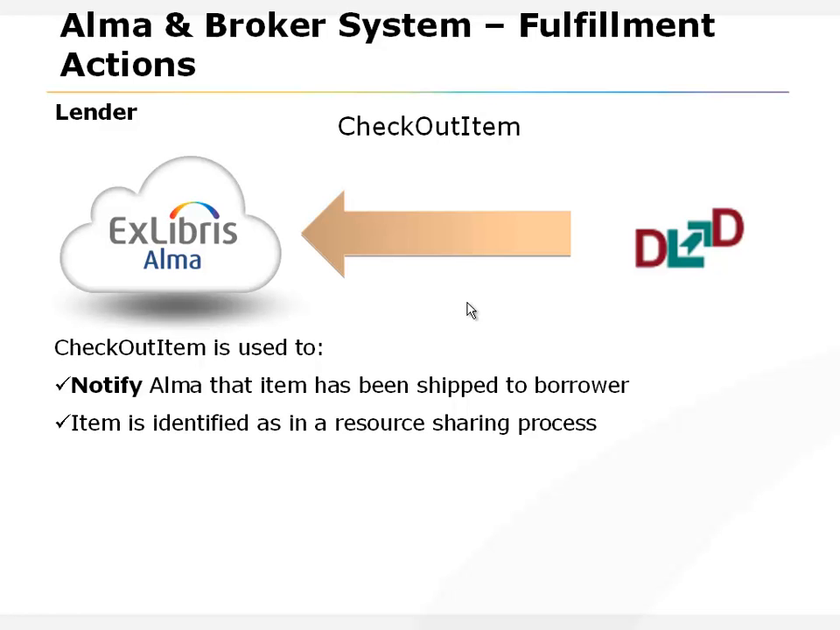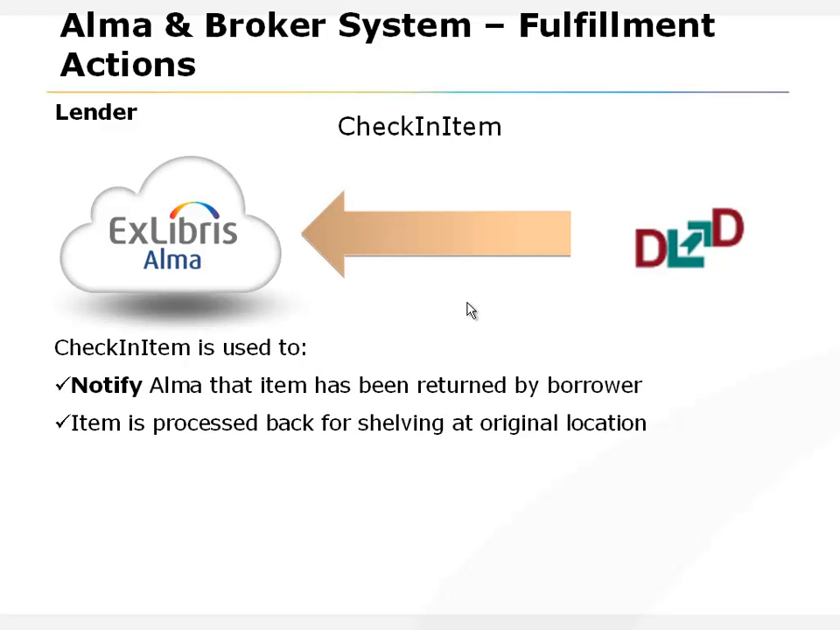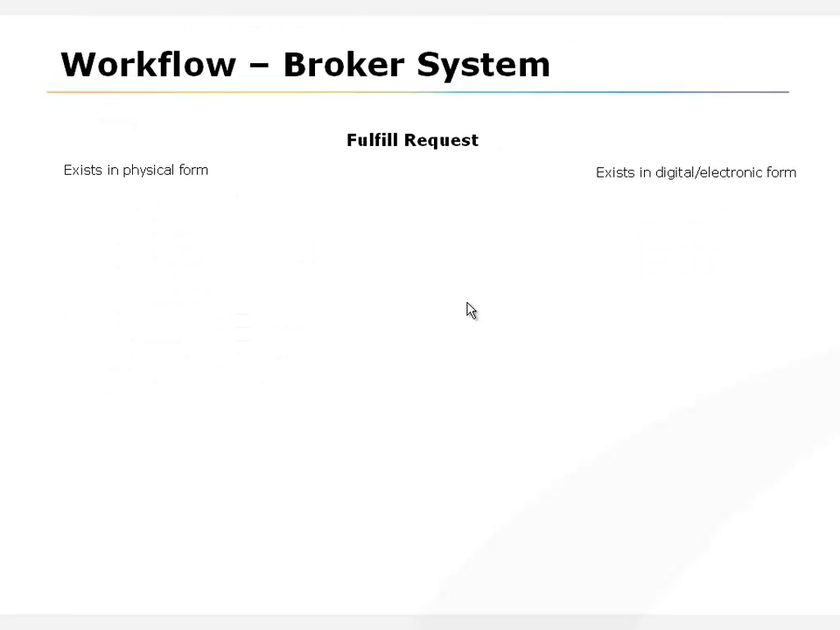But in any case, the checkout item will be used by the broker system to notify Alma that the item has been shipped away. Alma will mark the item as shipped and will mark the resource sharing request as shipped. The next point of integration will be when the check-in item message comes in. That will notify Alma that the item has been received back, and Alma will trigger a process of restoring the item back to its permanent shelving location.